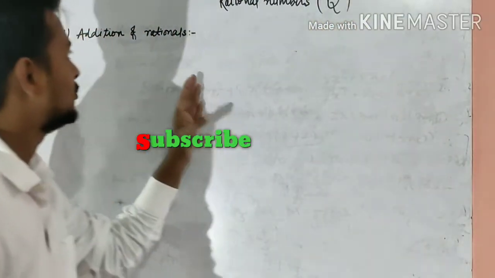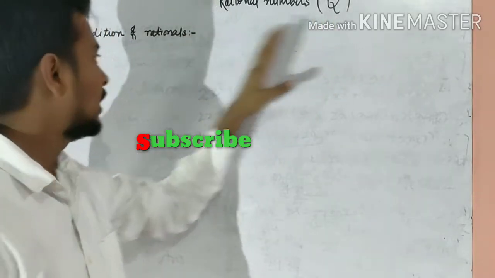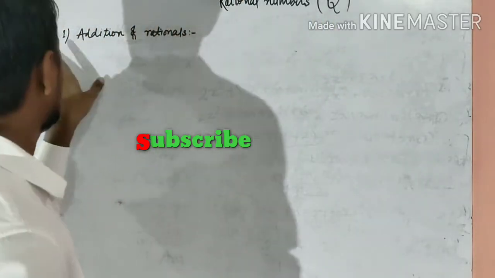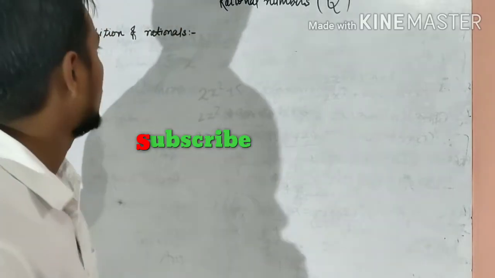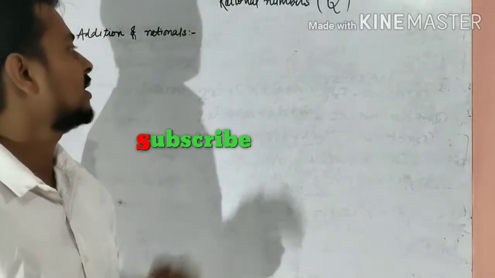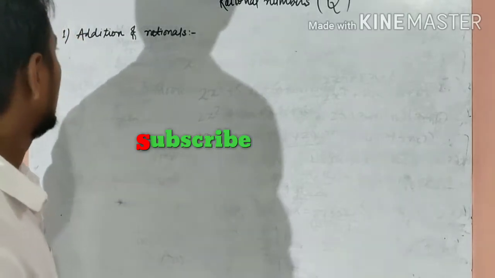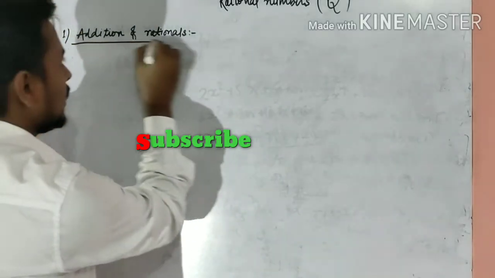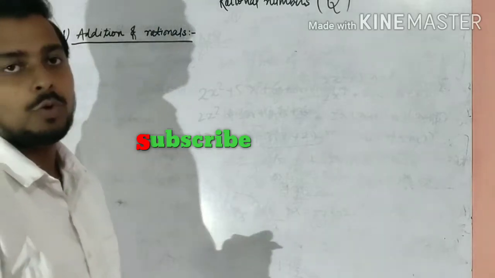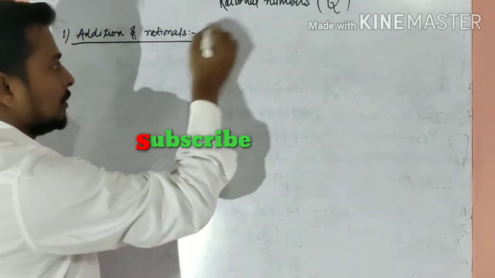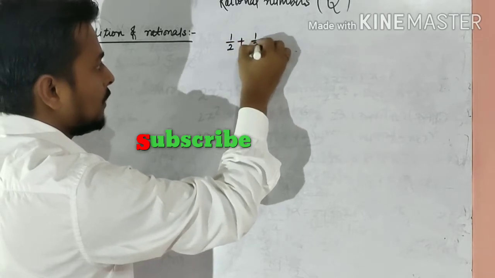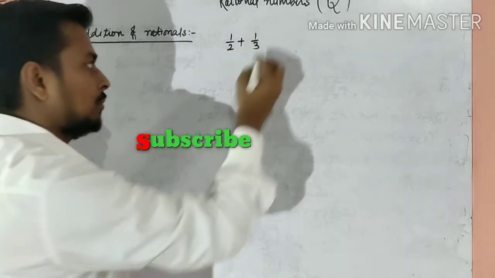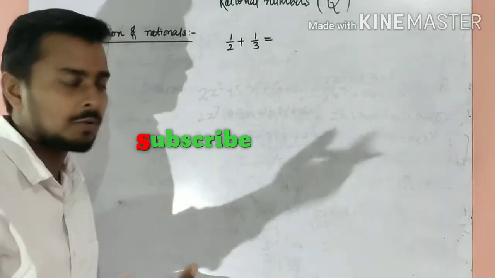Today we will discuss rational numbers, and in this chapter we will discuss the topic addition of rationals and the properties of addition of rational numbers. So this is a very basic thing, how to add two rational numbers. We will take just a hint, like 1 by 2 plus 1 by 3. Both are rational numbers, and if you have to add, there are several rules.